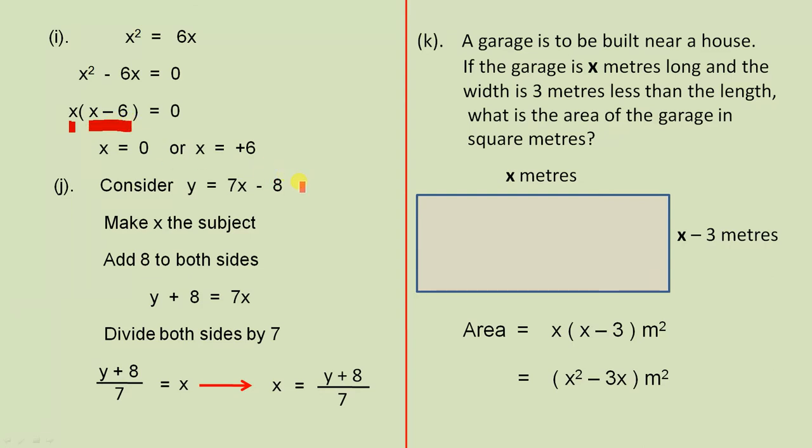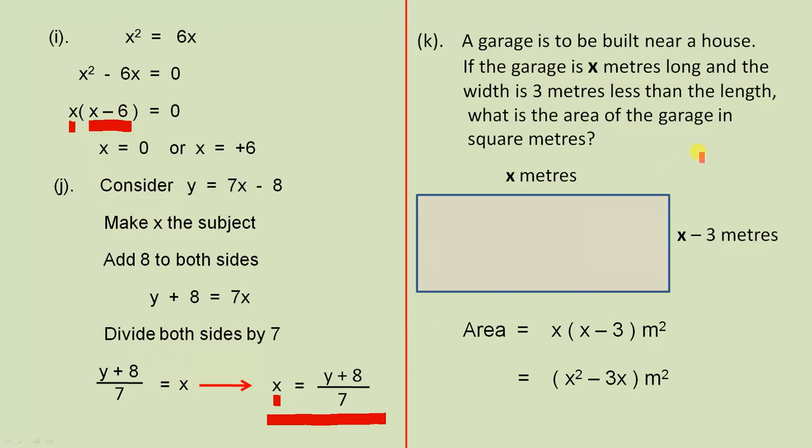If we consider y equals 7x minus 8, and we want to make x the subject, let's add 8 to both sides to give us y plus 8 equals 7x. Divide both sides by 7. That'll give us y plus 8 over 7 equals x. And to make x the subject, you put it on the left-hand side. So that is exactly the same as x equals y plus 8 over 7. So remember, when you make x the subject, you put it here on the left-hand side.